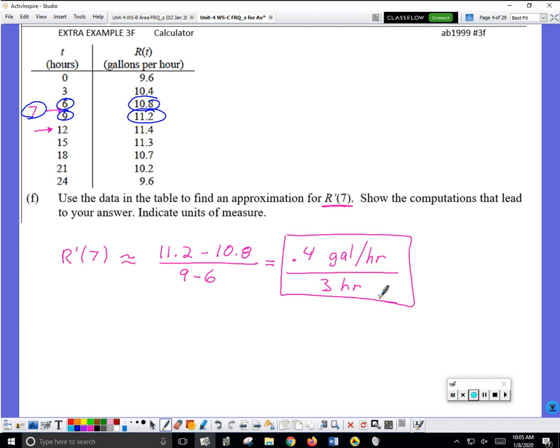So the units for the rate are just gallons per hour. And then the units of R prime are gallons per hour per hour. It's back to this table. These are really good questions, too, for Chris.